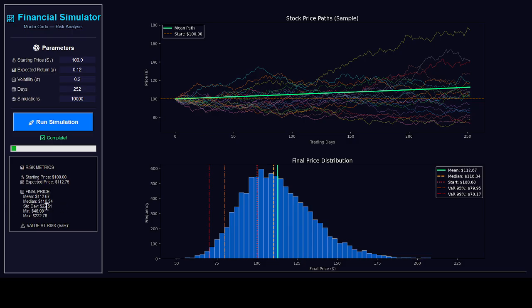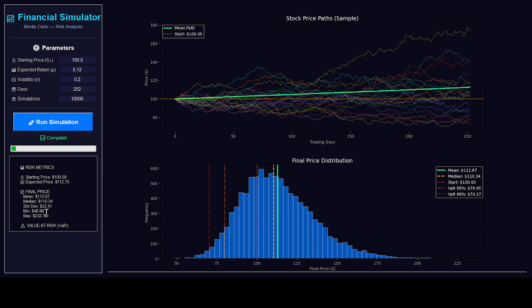The next parameter is the median. The median final price is approximately 110.34 according to the risk metrics. Basically, the median represents the middle value in a given data set. Half of the simulations ended above this value, half ended below it. Many analysts consider the median a better representation of a typical outcome because it is less affected by extreme values.